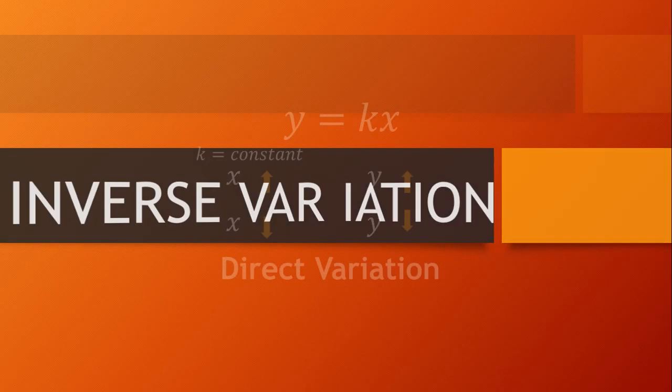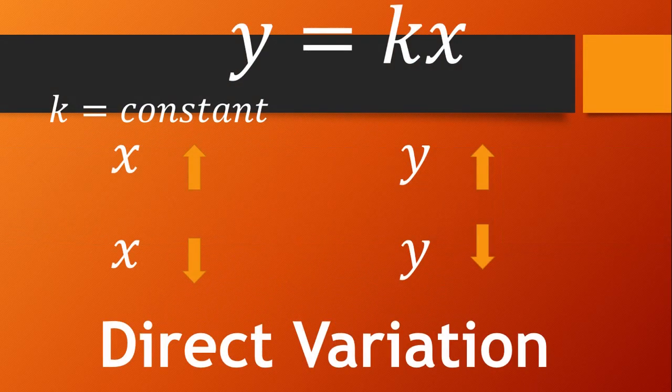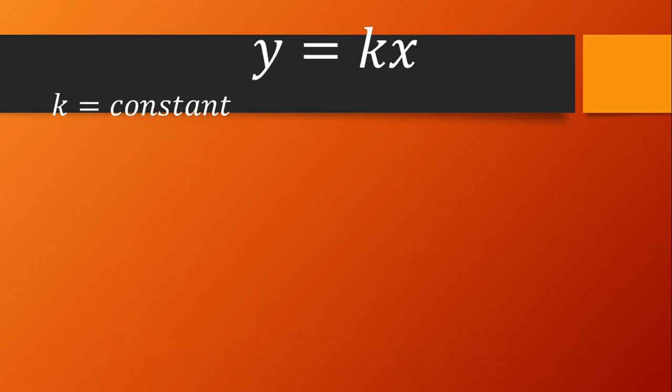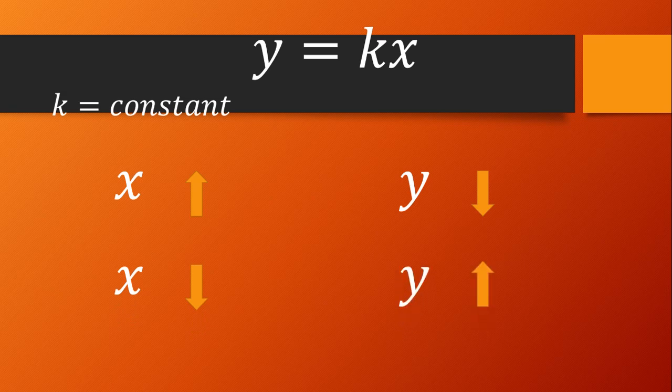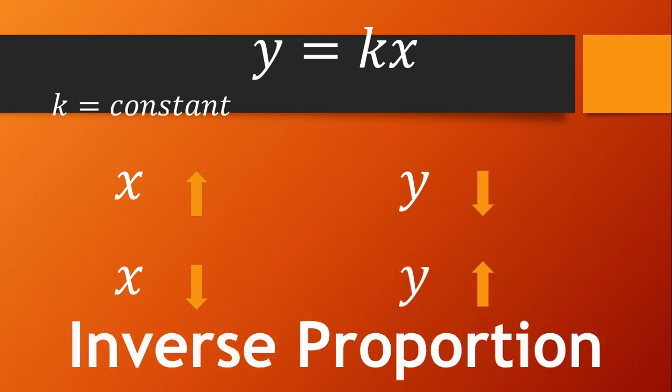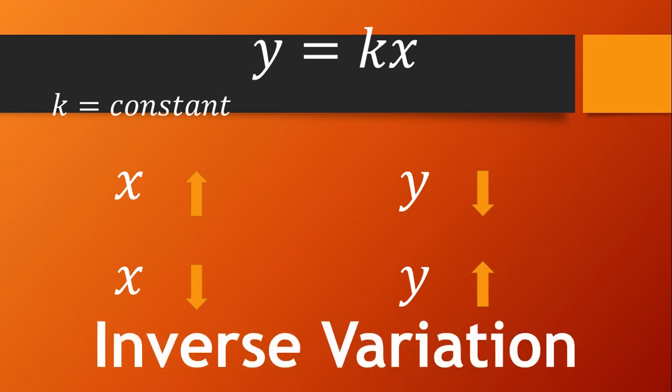Inverse variation. So, kanina sa direct variation, kapag yung x ay nag-increase, yung y ay mag-increase din. At kapag yung x ay nag-decrease, yung y ay mag-decrease din. Pero paano kapag yung x ay nag-increase, pero yung y ay nag-decrease, at kapag yung x ay nag-decrease, yung y ay mag-increase? Yan yung tinatawag na inverse proportion or inverse variation. So, yun yung pagkakaiba ng direct variation at inverse variation.